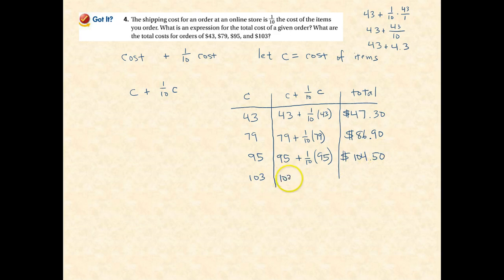And then $103 order, 1/10 of 103 is going to be 10.3. So 103 plus 10.3 is going to be $113.30.